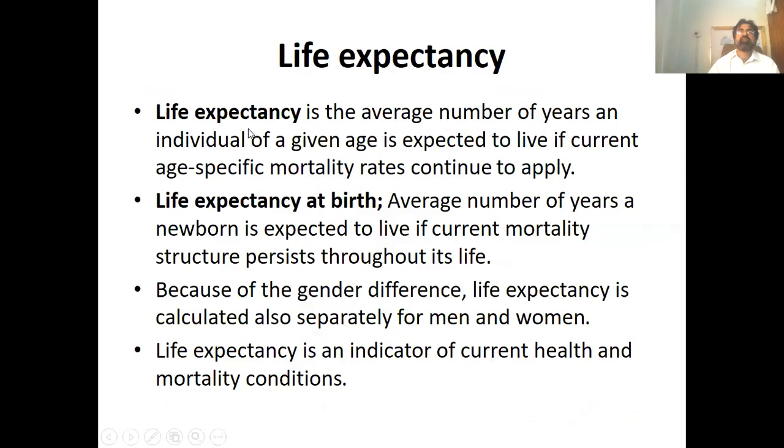Life expectancy is the average number of years an individual of a given age is expected to live if current age-specific mortality rates continue to apply. Life expectancy at birth is the average number of years a newborn is expected to live if the current mortality structure persists throughout its life. Because of the gender difference, life expectancy is also calculated separately for men and women. Life expectancy is an indicator of current health and mortality conditions.